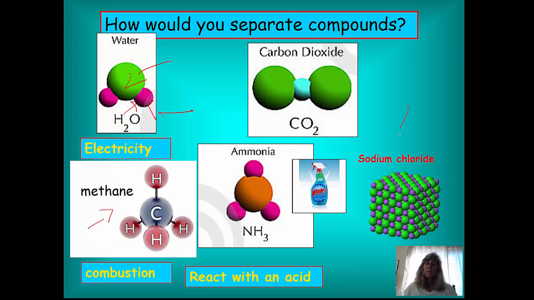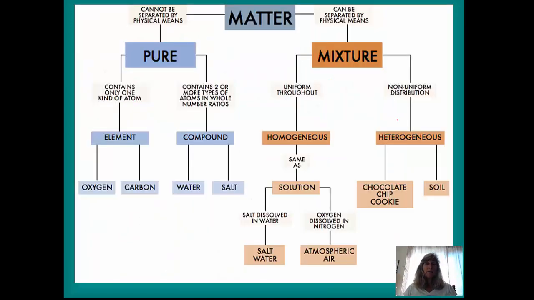Or in the lab last week, we took a salt solution, sodium chloride. We reacted it with silver nitrate and we got a precipitate, a completely different chemical, which will separate all these ions from each other and recombine into something new. So how do we separate compounds? We use a chemical means.